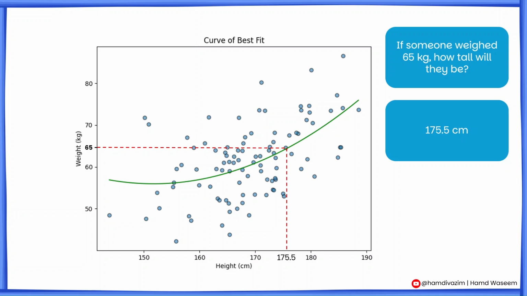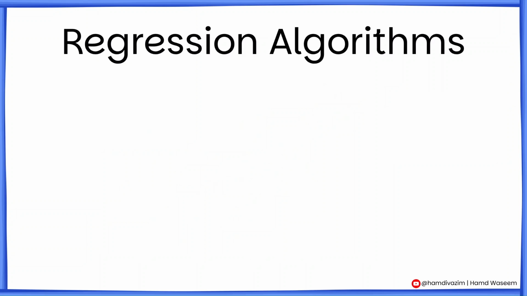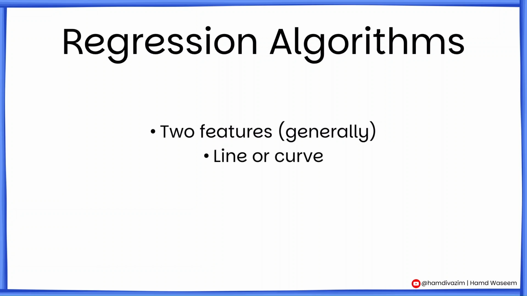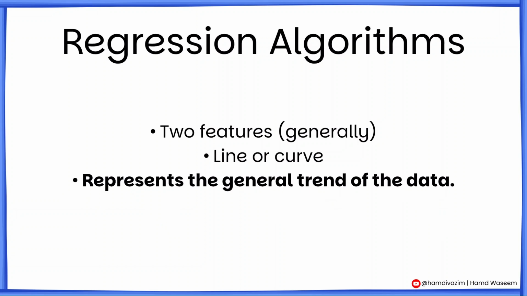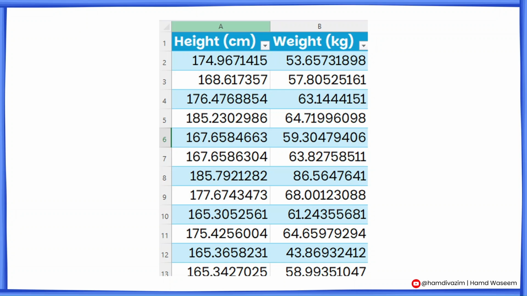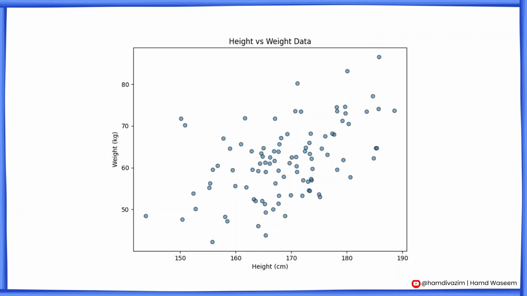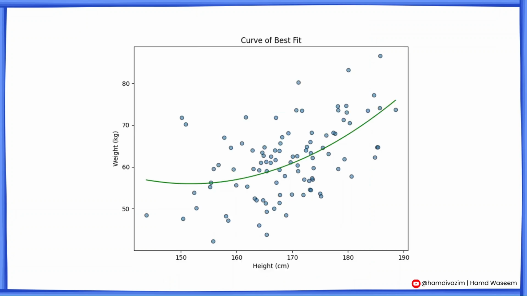In a nutshell, that's actually how the first type of machine learning works, regression. Generally, you take two features, which in our example were height and weight. The regression algorithm will then find a line or curve of best fit that represents the general trend of the data. If we go back to our example of height and weight, the regression algorithm will plot the point on the graph and then create a line or a curve of best fit to represent as much of the data as possible while still allowing for generalization.